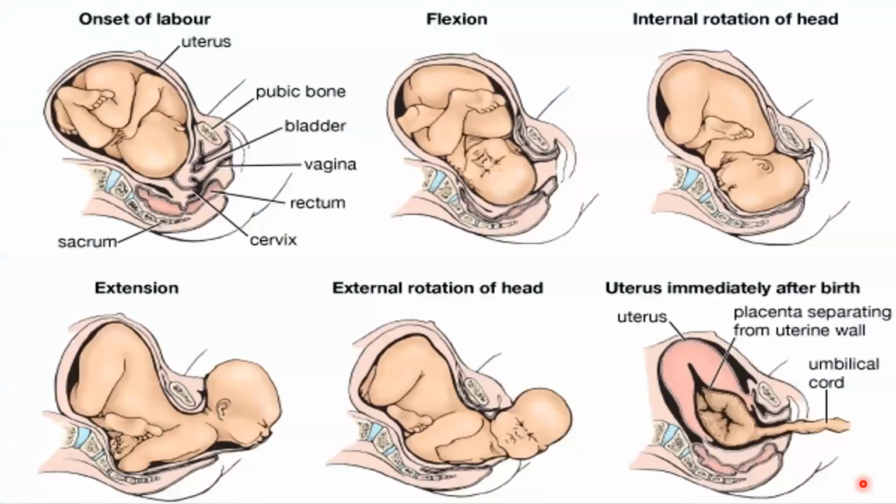Have a look at this. This is the onset of the labor. This is the uterus, the pubic bone, the bladder. Here there is the vagina, rectum, cervix, sacrum, everything is there. Slowly and slowly it is coming out. There is flexion. Then there is internal rotation of the head. Then there is extension, the doctor releases the head of the child. There is external rotation of the head so that the entire body can come out. And as soon as the baby comes out, this is the placenta, this also comes out. And the uterus gets relaxed. This is the umbilical cord.